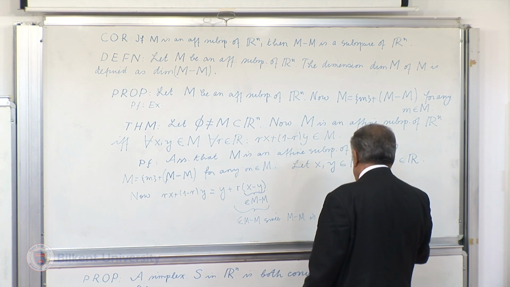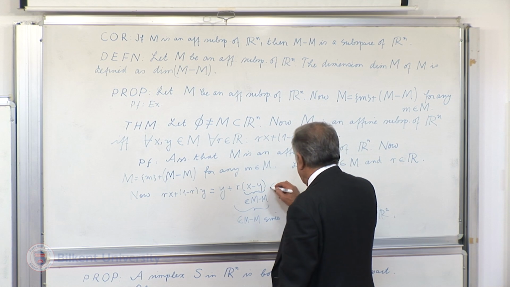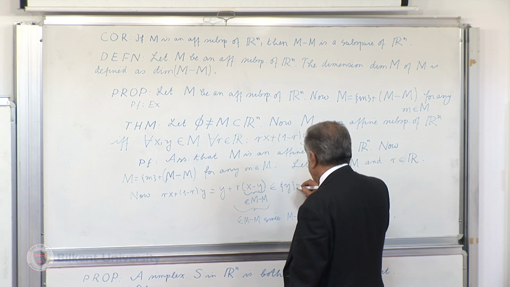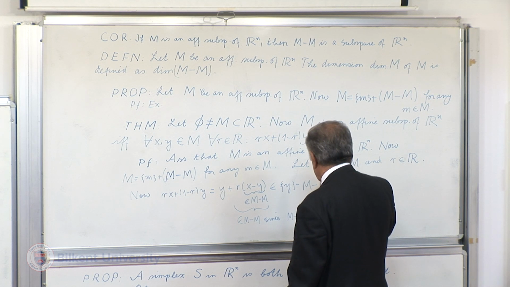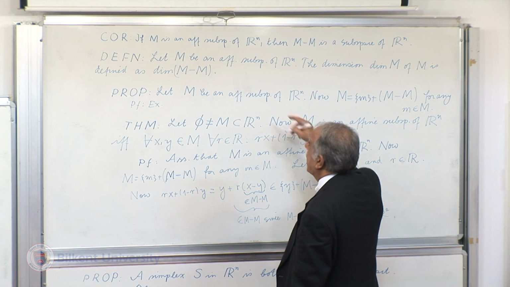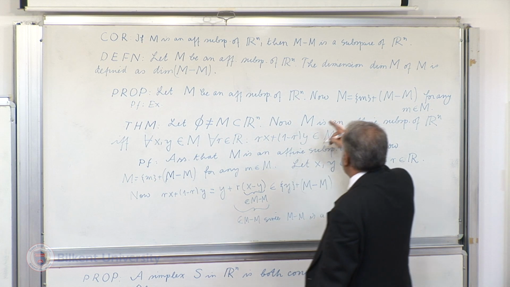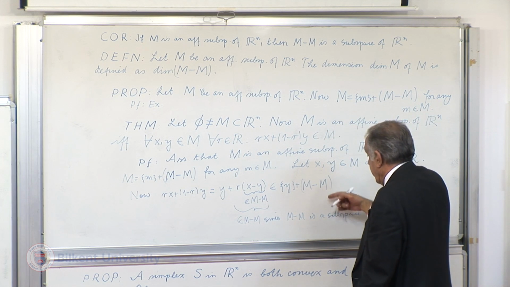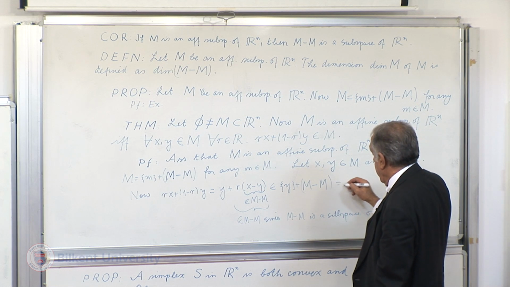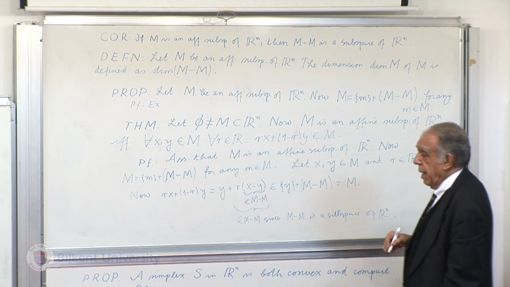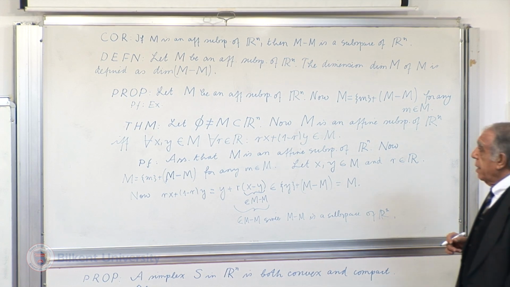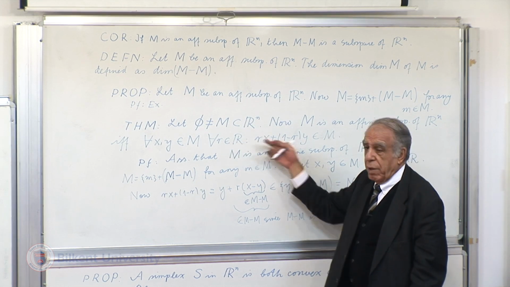of Rn. But then this is in singleton y plus M minus M. But this proposition tells, well, for any m in M, thus also in particular for y, this is equal to M. Hence, if M is an affine subspace of Rn, then this holds.